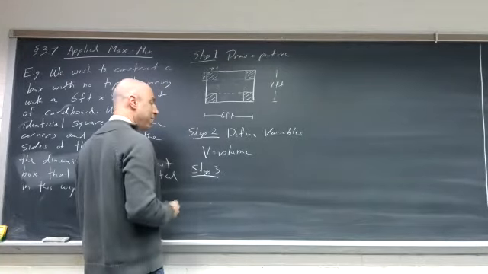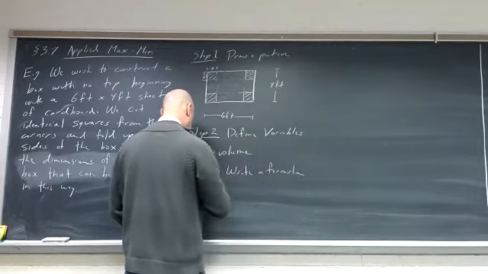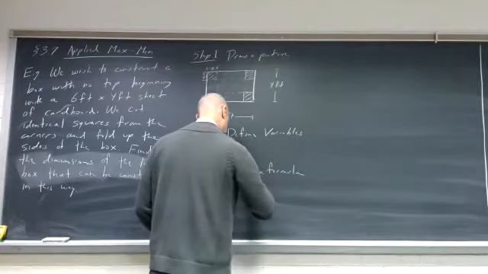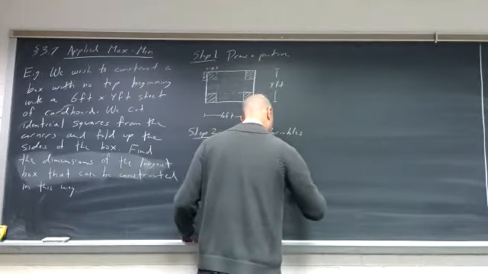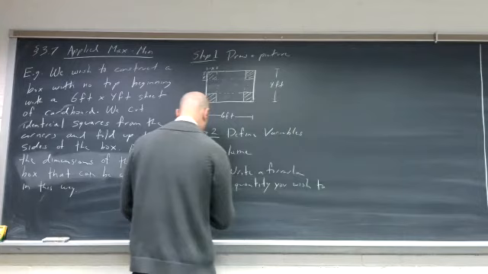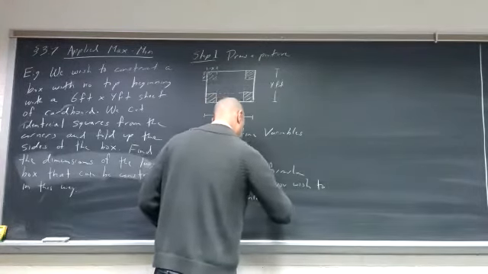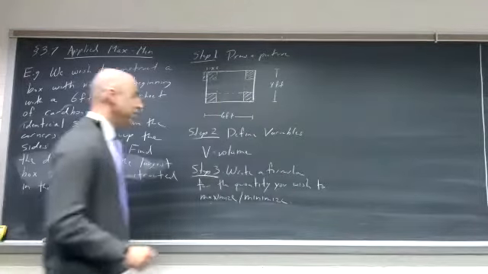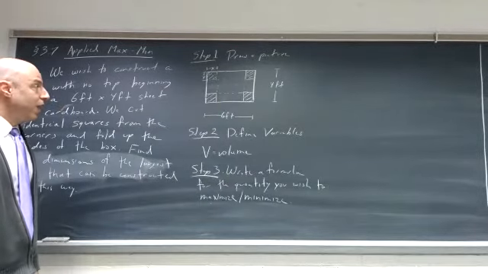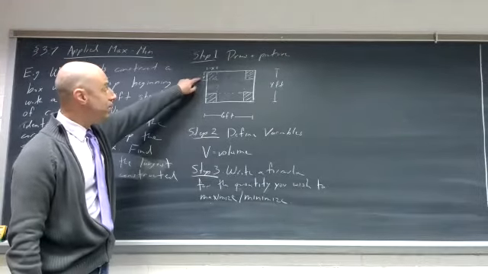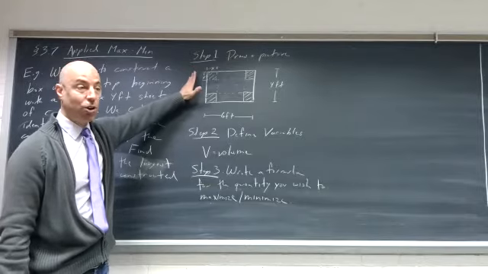Write a formula for the thing you're trying to make as big as possible or small as possible. Write a formula for the quantity you want to maximize or minimize. We're trying to maximize volume. And we like our formula to be a function of our variable, the thing that we have control over. We have control over x.